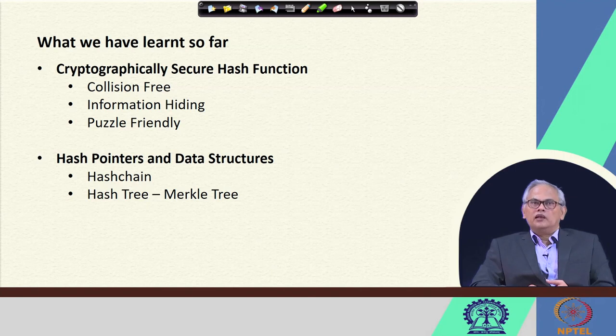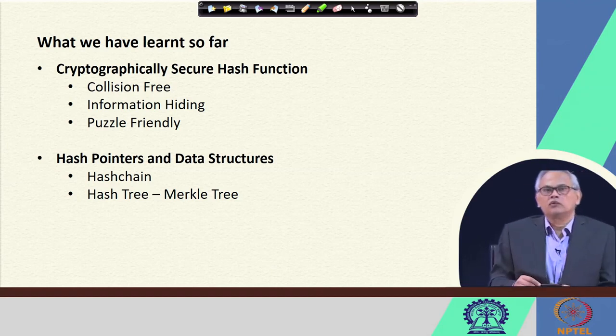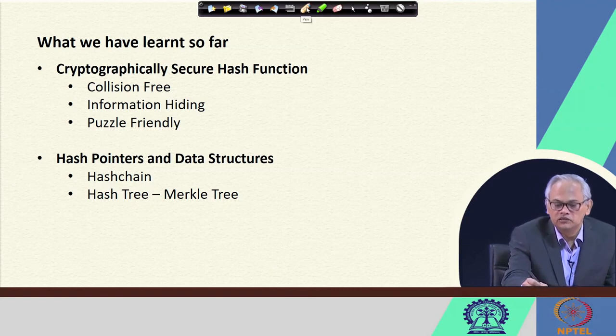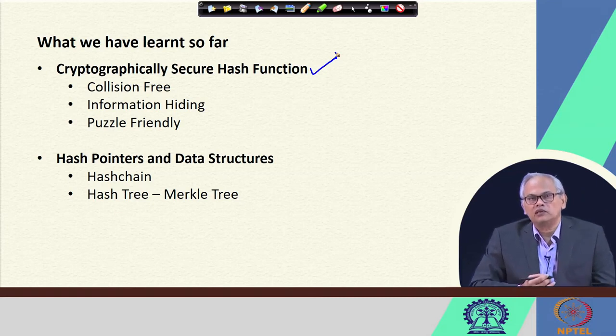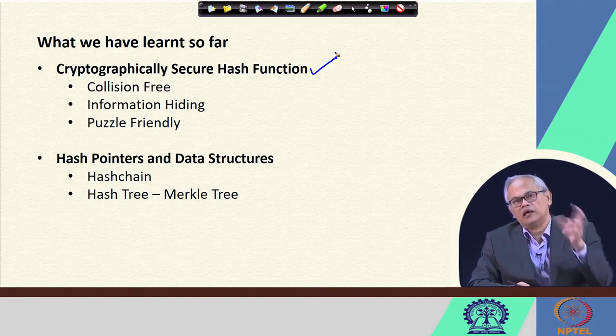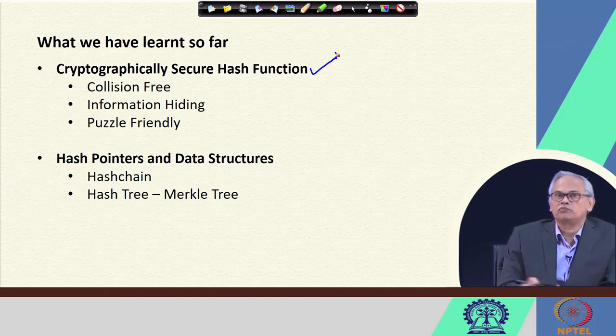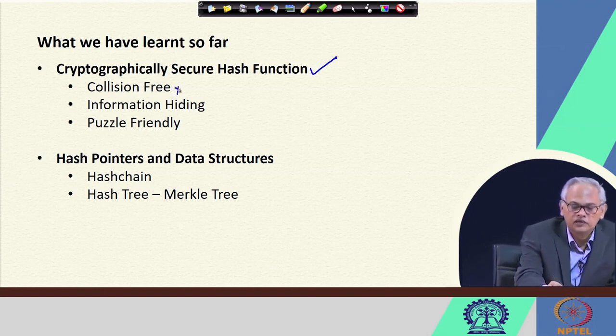But before we do that, let us do a quick recap of what we have learned so far in this topic on basic cryptographic primitives. If we remember, we have talked about what are called cryptographically secure hash functions, and what was the property? The property was that these are irreversible functions. From a given message, I apply a hash function h, I get h(m), which is called the digest, and it has certain properties like it is collision free, information hiding can be done, and it is puzzle friendly.